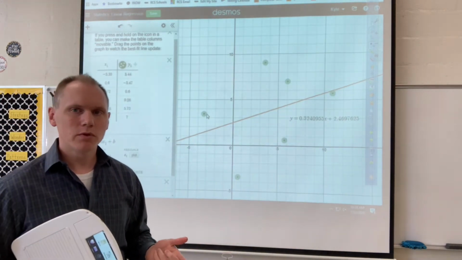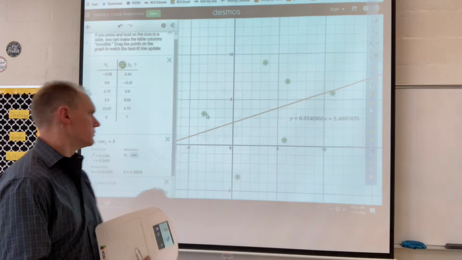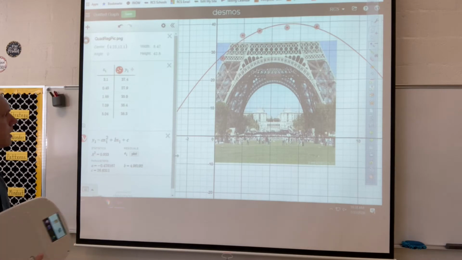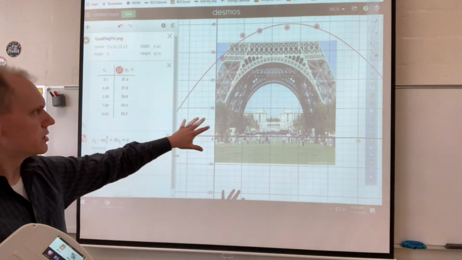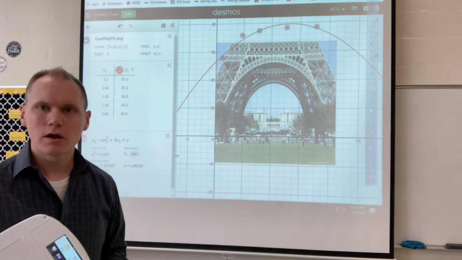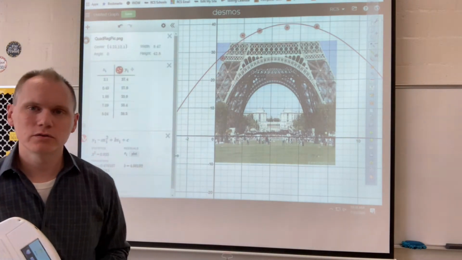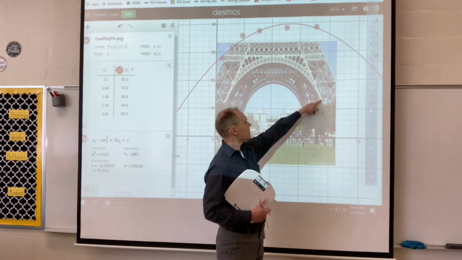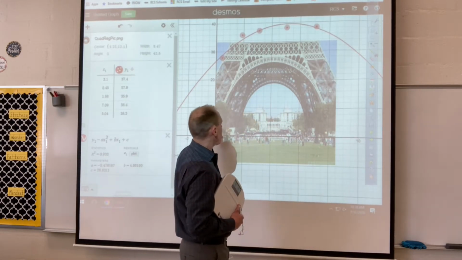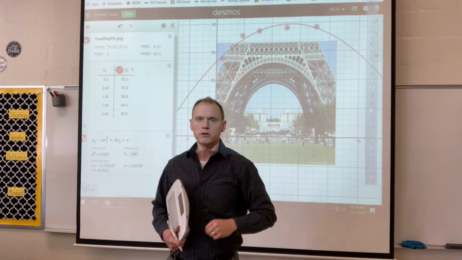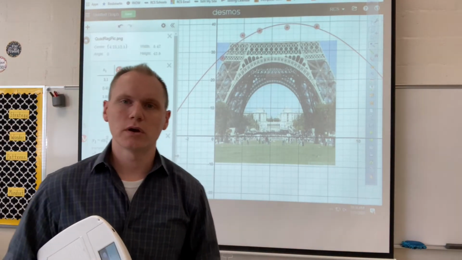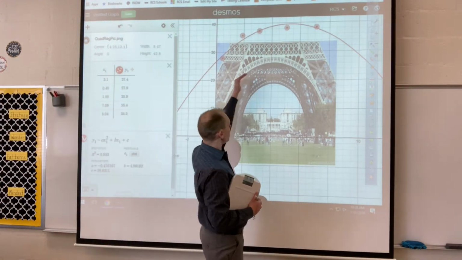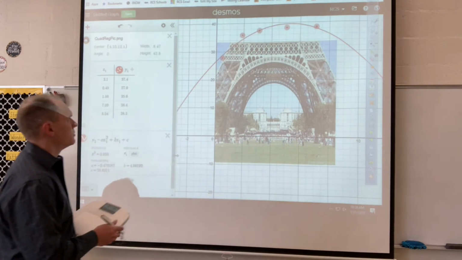But now let's switch it up a little bit and look at maybe a different type of data set. I've inserted a picture here of the bottom of the Eiffel Tower in Paris, and we're going to try to come up with a line of best fit that best fits this arc right here. This arch underneath the Eiffel Tower is going to be fit by this function, and as you can see, it creates this quadratic look, and that's what we're going to model this with.